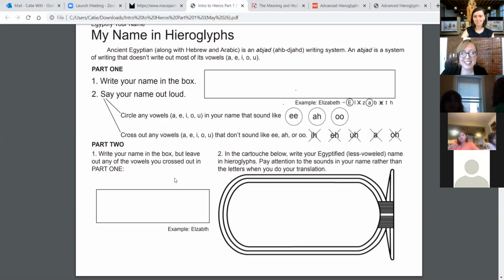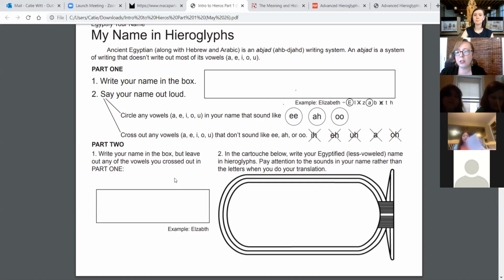A little bit. So once you've crossed out some of the short sounds and you're just keeping the E, ah, and oohs, you're going to write the remaining letters, the remaining part of your name, in the part 2 box. And that's what we're going to use to write our cartouche.